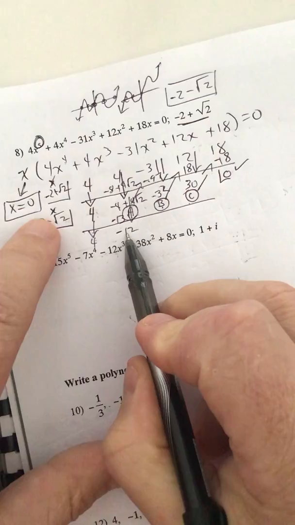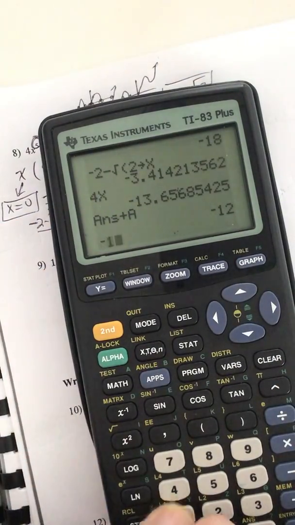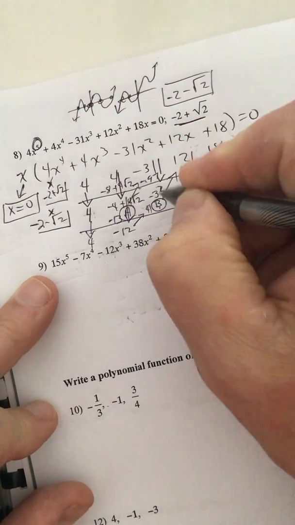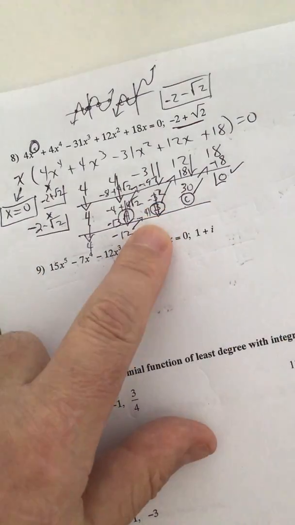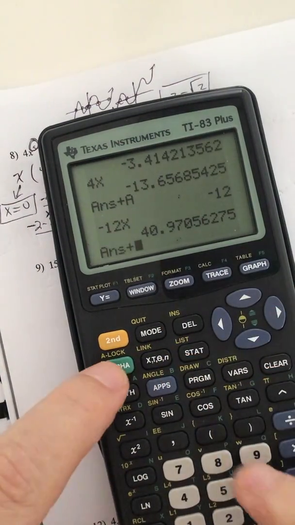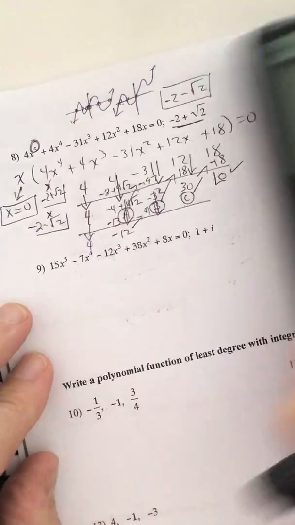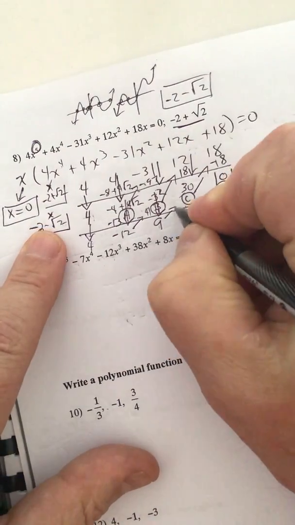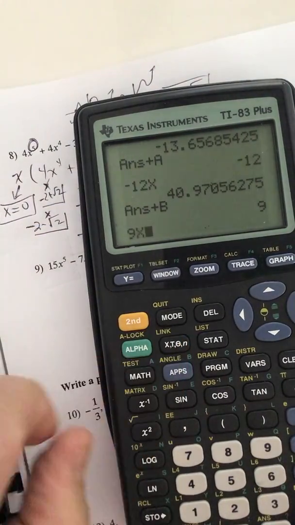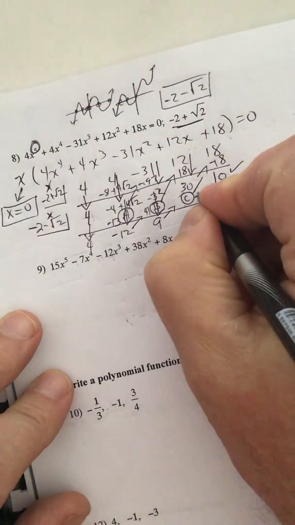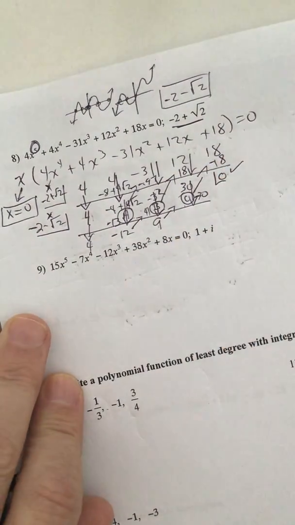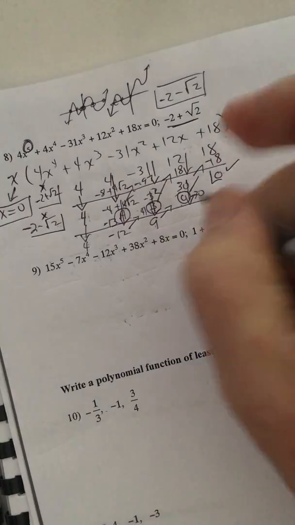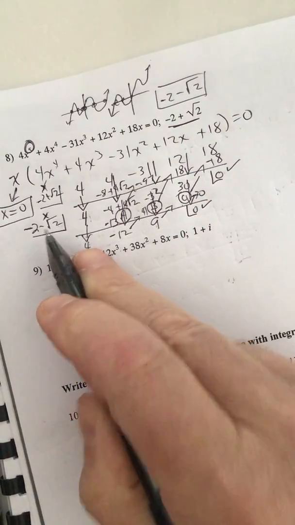Okay, now I need negative 12 times X is about 41. So that goes up there to about 41. So I need the B plus 41. So I need that number plus B, 9. Now I need 9 times X to go here. So 9X is about negative 30. And negative 30 plus that C needs to be 0. And sure enough, it is. So confirmation that that one was a 0.